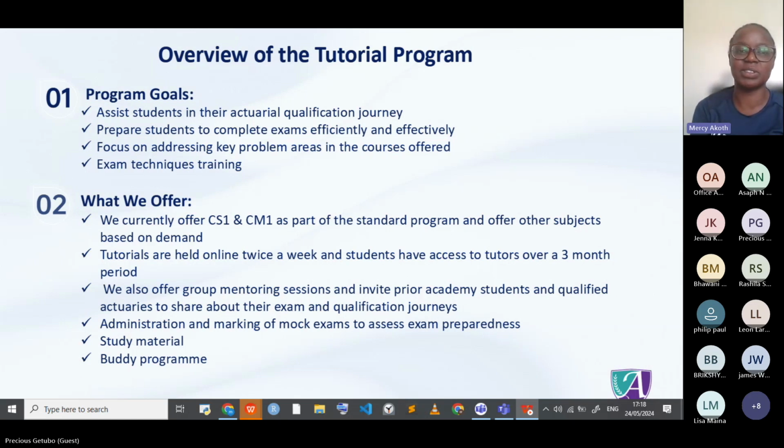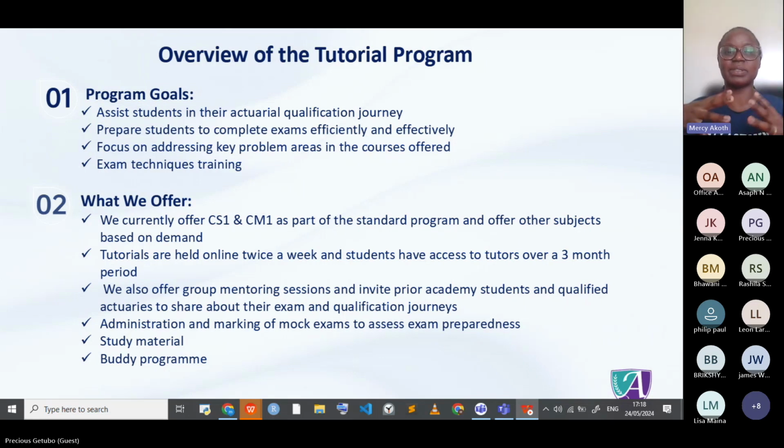So our tutorial program is quite tailored to the needs of our students. Overall, the goal is to handhold you during your qualification journey. One thing we always emphasize is that the tutorials go side by side with your personal studies. And the good thing is you'll be joining a cohort of students who are doing the exact same exam that you're going through. I'll come to the buddy program in detail.